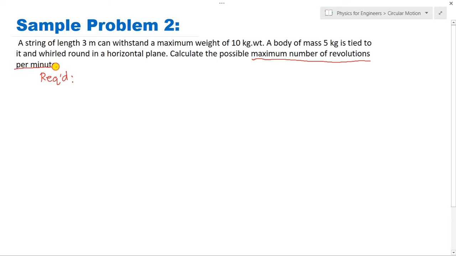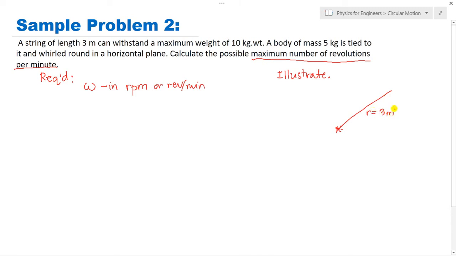So, again class, pag sinasabing revolutions per minute, this pertains to your angular speed. This is W in RPM, or rev per minute. So, in order to understand the problem, let's illustrate. Sabi dito, meron kang string na length of 3 meters. So, I have here a fixed axis. Then, we have a radius which is equal to the length of our string, equal to 3 meters.